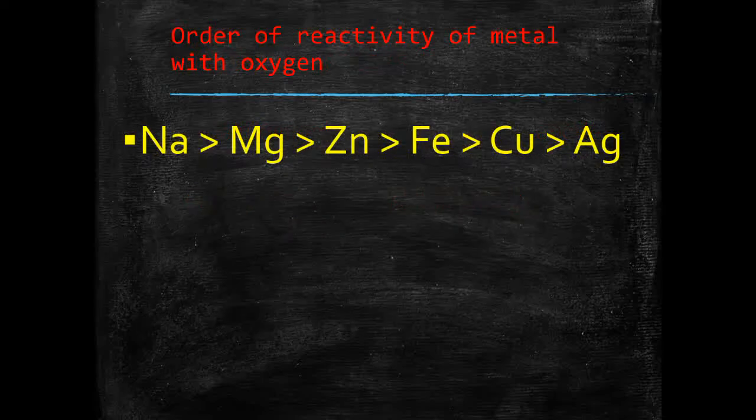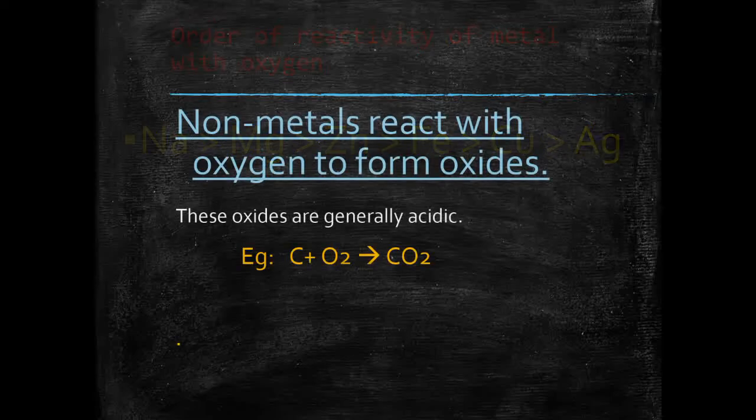Next is the order of reactivity of metals with oxygen. It means which metal is more reactive towards oxygen. Sodium has the highest affinity towards oxygen and silver has the least. Non-metals react with oxygen to form oxides which are generally acidic in nature. As you may recall, in the last chapter also we had discussed this.